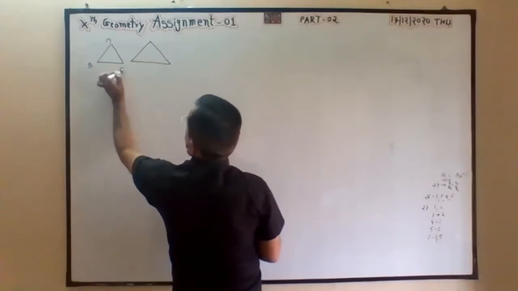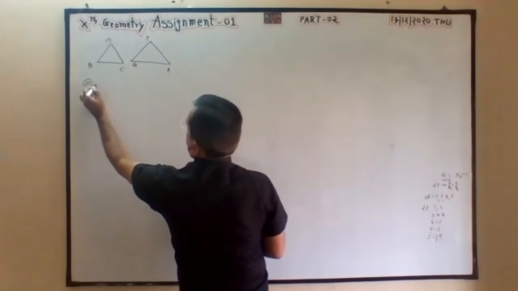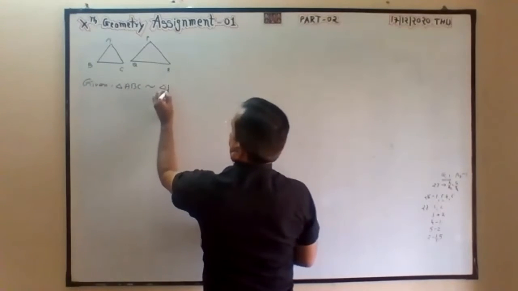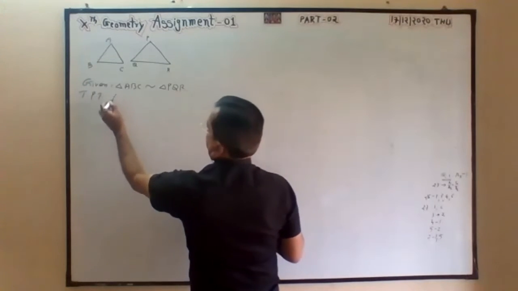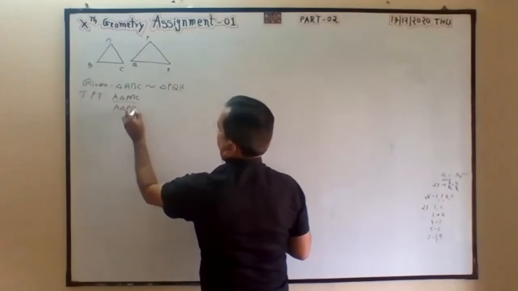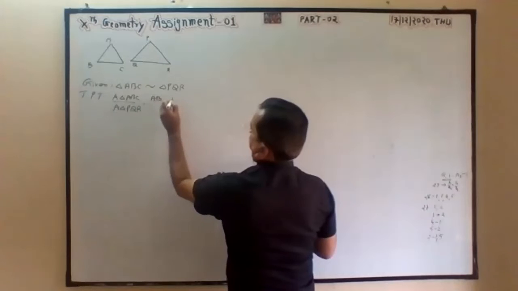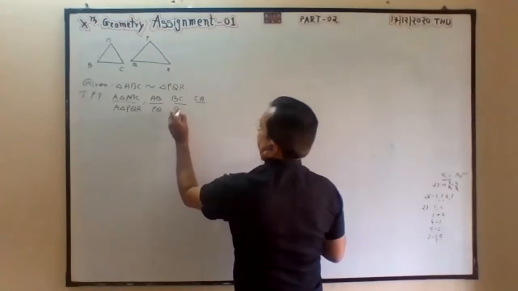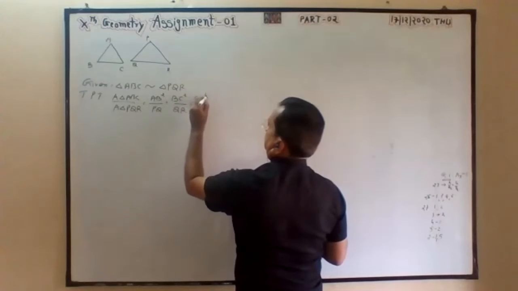Given: triangle ABC and triangle PQR are similar. To prove that the area of triangle ABC divided by the area of triangle PQR is equal to AB, BC, CA over PQ, QR, RP, the square of the ratio, first, second, third.